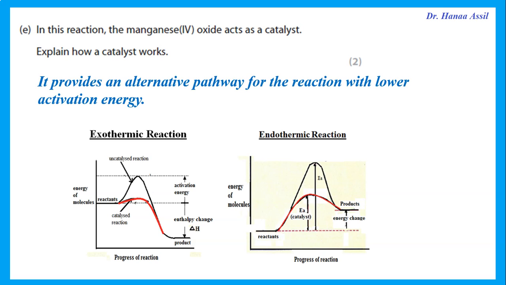Remember, a catalyst provides an alternative pathway with lower activation energy. So if we're drawing the energy diagram there, the activation energy is the difference in energy between reactants and the top. Reactants and the top. Now, if I'm using a catalyst, that activation energy is lower, so I get that red graph if we're told to draw it on a graph.